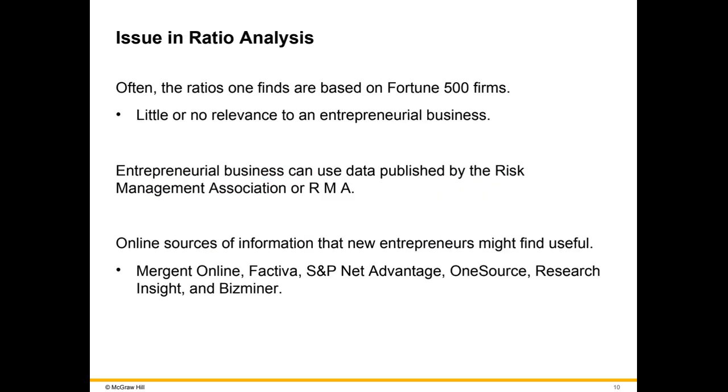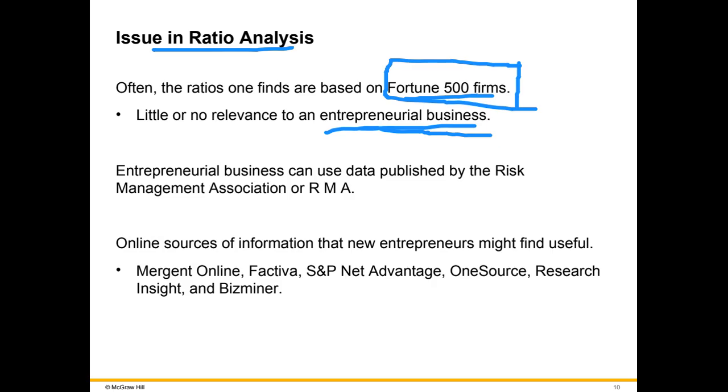So what are the issues in ratio analysis? Often the ratios we can find are based on Fortune 500 firms. These are the top firms, so we cannot compare our ratios to well-established firms as we are an entrepreneurial business. There is little or no relevance to entrepreneurial businesses because these are fresh, newly emerging, budding businesses, while here we are talking about well-established setups. So sometimes the ratio does not make sense.